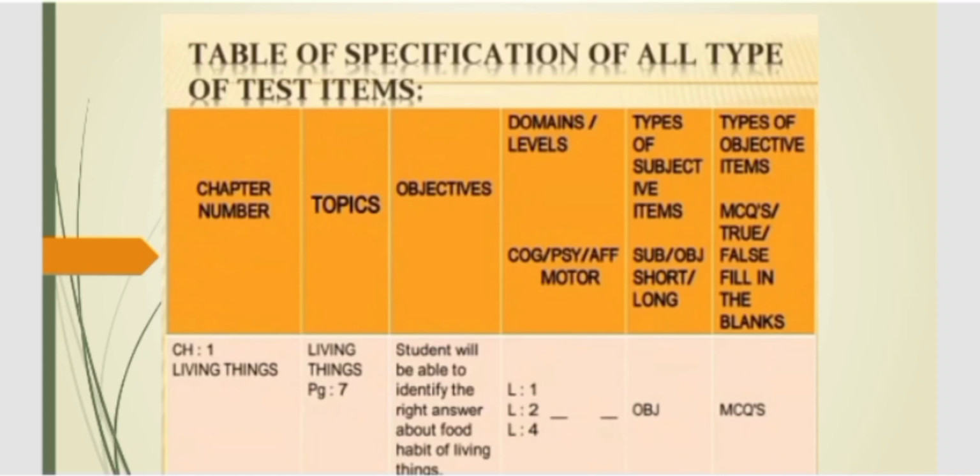Moving to the next slides. When you make the table of specification, you should make 6 columns. First is chapter number, then topic, objectives, domains, types of subjective items, types of objective items. In chapter number 1, living things, topic living things, page number 7, objectives: students will be able to identify the right answers about food habits of living things. Domain, it would be level 1, level 2 and level 4. Type of subjective item is objective and then MCQs.